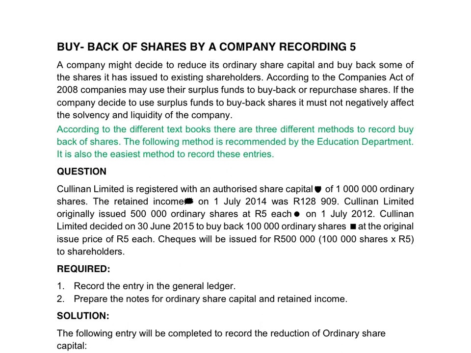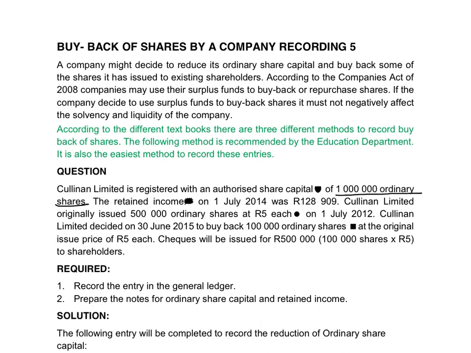If we look at the question, Cullinan Limited is registered with an authorized share capital of 1 million shares. So the authorized share capital is 1 million shares. Remember, the authorized share capital is not the shares that were sold. That is the maximum number of shares that the company is allowed to sell.